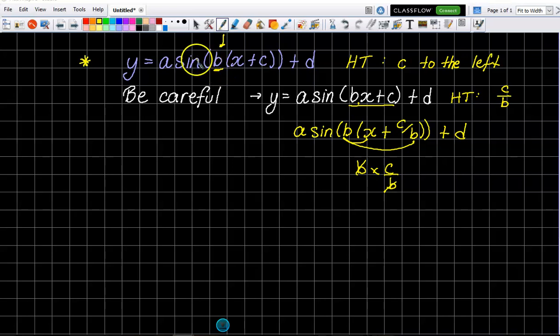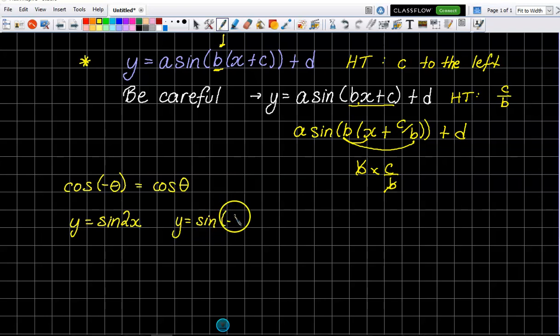I would say it's the B when it is negative, because when you've got negative cosine, cos of negative theta, that's the same as cos theta. So that's not going to change the graph at all. But when I look at y equals sine 2x compared to sine negative 2x, what happens? What does that graph look like? Excellent, it's going to be reflected in your x-axis.